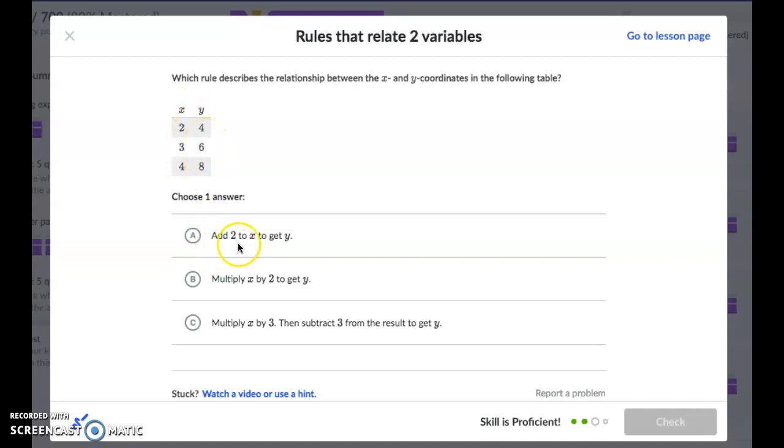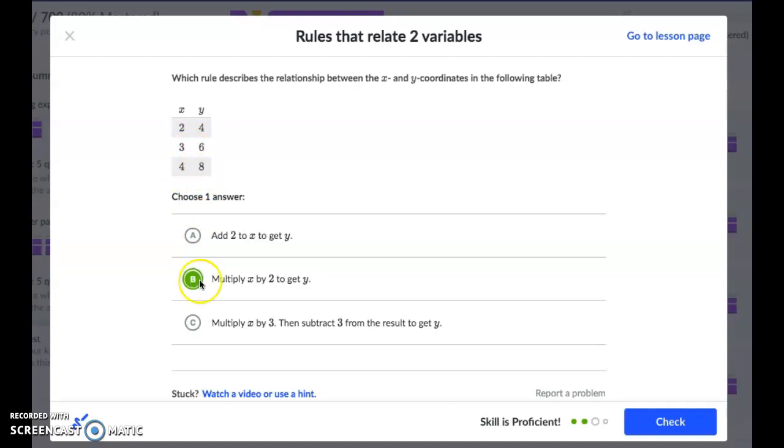So add 2 to x to get y. So 2 plus 2 is 4. 3 plus 2 is not 6. So A is not going to work. B, multiply x by 2 to get y. Let's try that. 2 times 2 is 4. 3 times 2 is 6. 4 times 2 is 8.